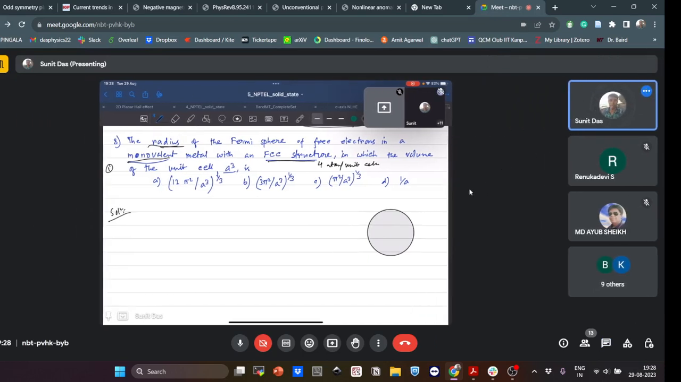Okay, so we need to find the radius of the Fermi sphere. Let's say the radius is k, and this Fermi sphere or the Fermi surface, all these concepts are in reciprocal space, not in real space. So that's why we are not denoting r but kF.